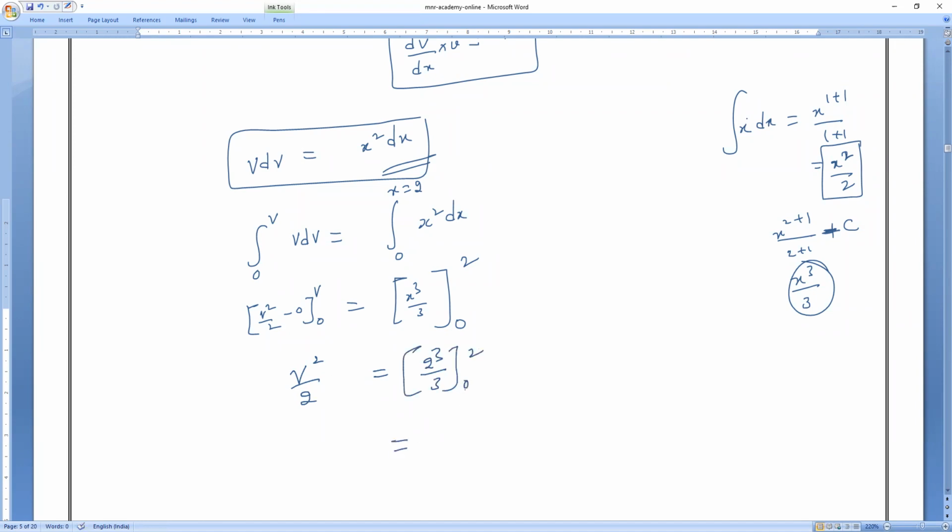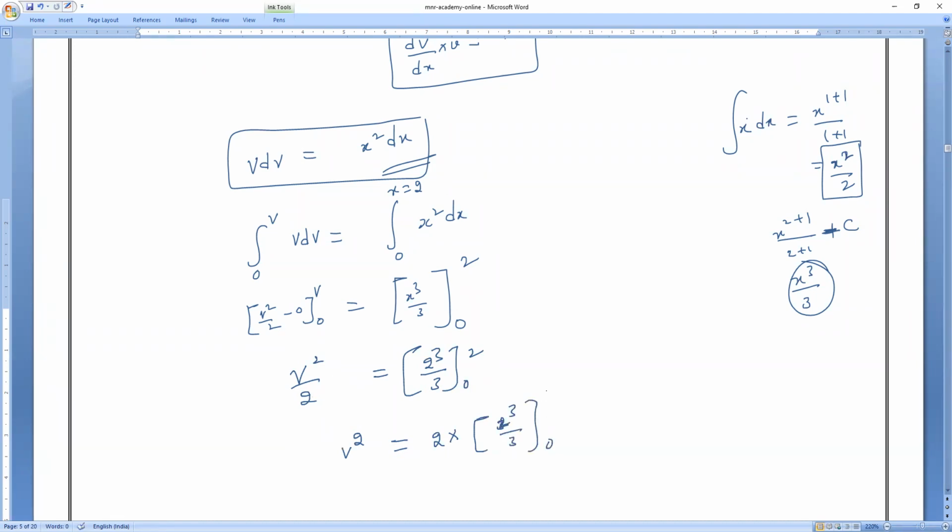So if you substitute the limits, you can see how to substitute the limits. Of course, what are the limits for us? 0 to 2. Clear? So now you can see v square. This 2 is in division, so it will come to this side. What will it become? Multiplication. So 2 power 3 divided by 3.